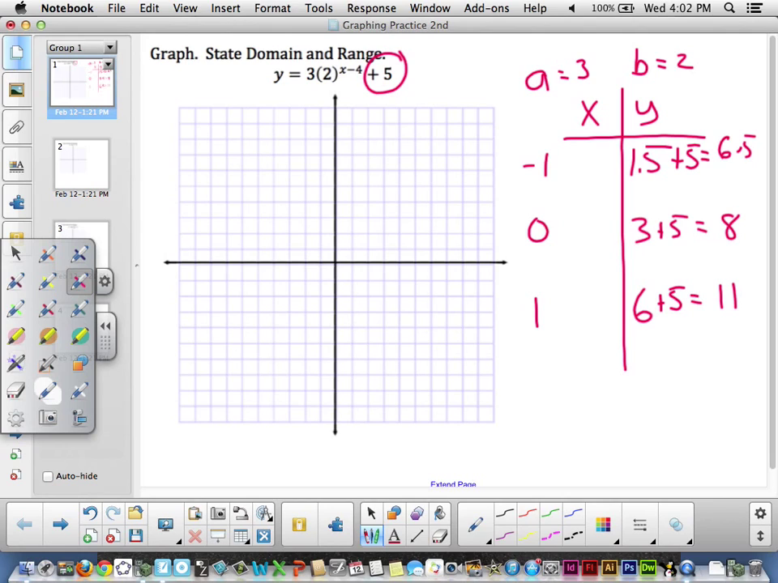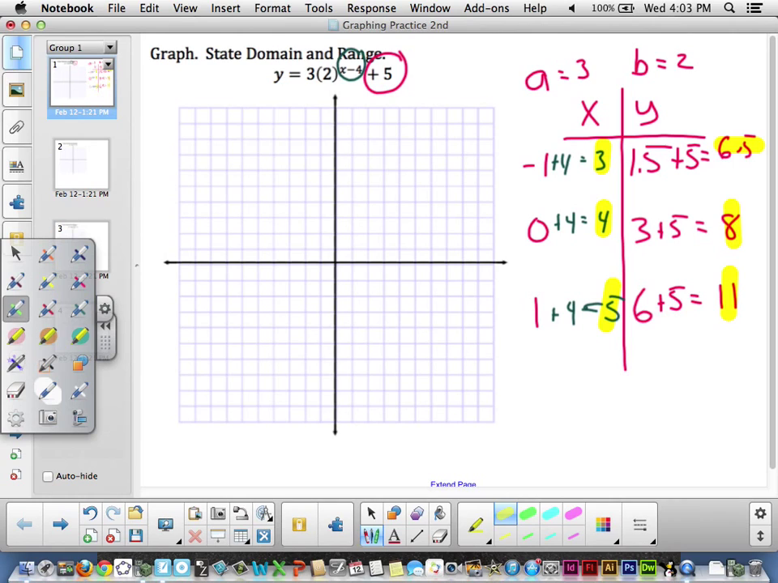And before we plot, make sure you look at what we got for the x's. It's x minus 4. It's opposite when it's inside the function. So instead of subtracting 4, we're going to add 4 to all of these. So that becomes 3, 4, and 5. So the points we want to graph are 3, 6.5, 4, 8, and 5, 11.